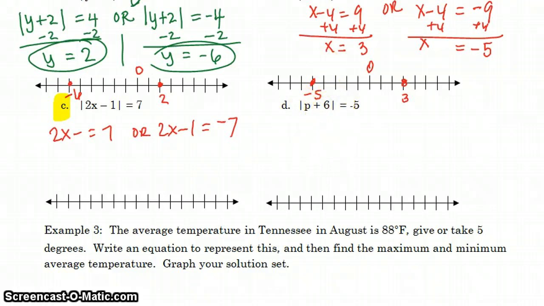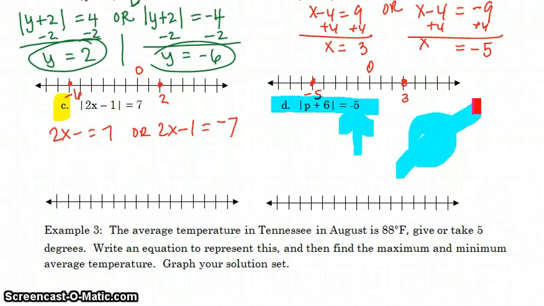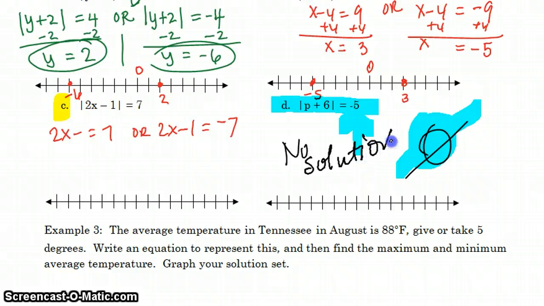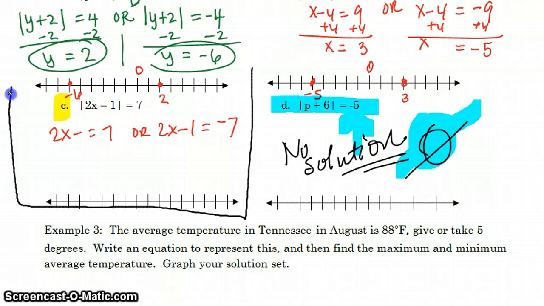Now, what did I say about absolute value? I said absolute value can never, ever, never be negative. And right here, D says the absolute value of p plus 6 is what? Negative 5. That is no solution. That is not possible. You cannot have absolute value and have a negative. So they're trying to trick us here, and that is no solution. So I will be checking C tomorrow when you come to class.